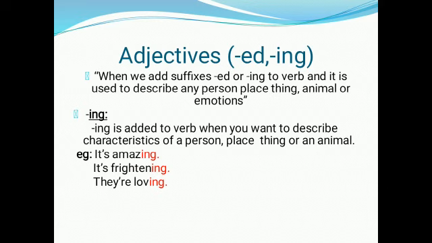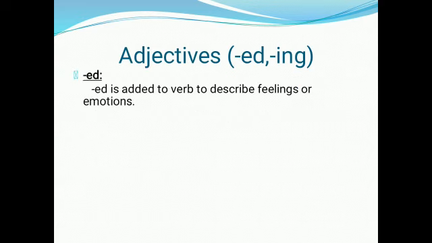Let's see another example. They are loving. Again, we have the ing suffix added to the verb love. So loving is describing specific people, specific persons. They are loving. This is the characteristic of specific, particular people. It means they have a very loving nature. Are you getting it? Let's see ed in detail. Ed is added to a verb to describe feelings or emotions.